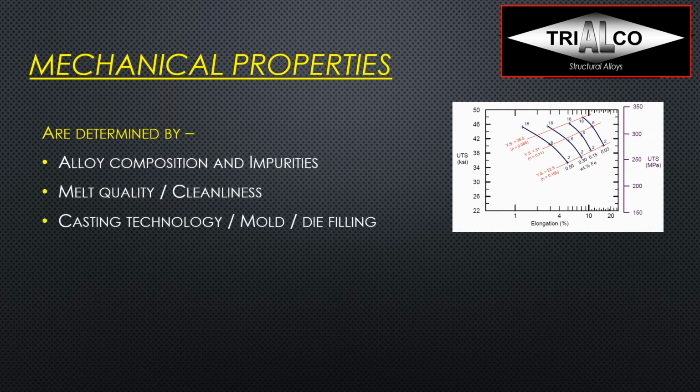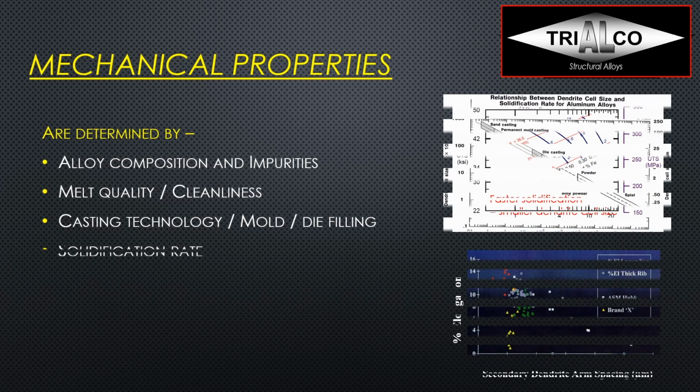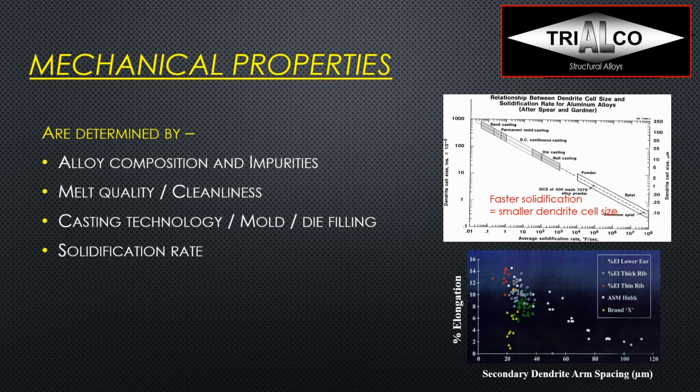Then, of course, the casting technology. What type of mold or die are you using? And we will get a lot more into that, because what that really determines is the solidification rate. And the faster we solidify, the smaller the grains will be. The smaller the dendrites will be, and we often talk about dendrite arm spacing. We have dendrite solidification in most cases, and usually you'll see we count the secondary dendrite arm spacing. And the faster we solidify, the smaller these dendrite cell sizes will be, and also the higher the elongation, and the better the properties. So the solidification rate can have a huge impact as well.